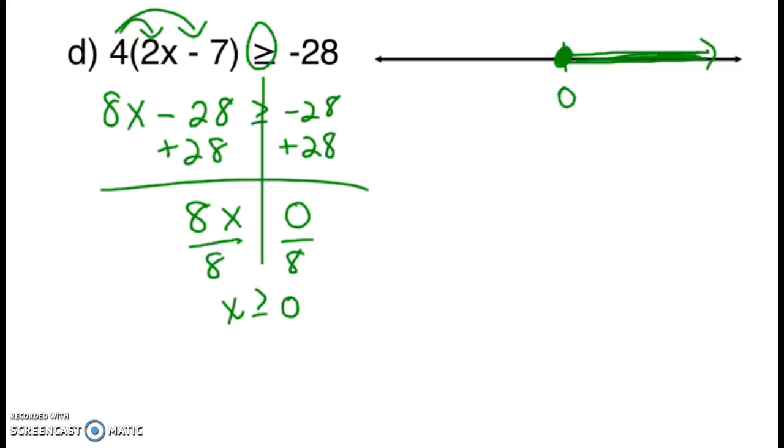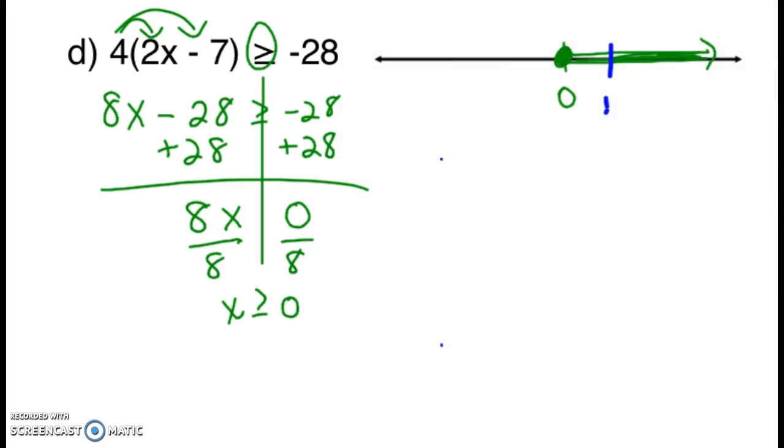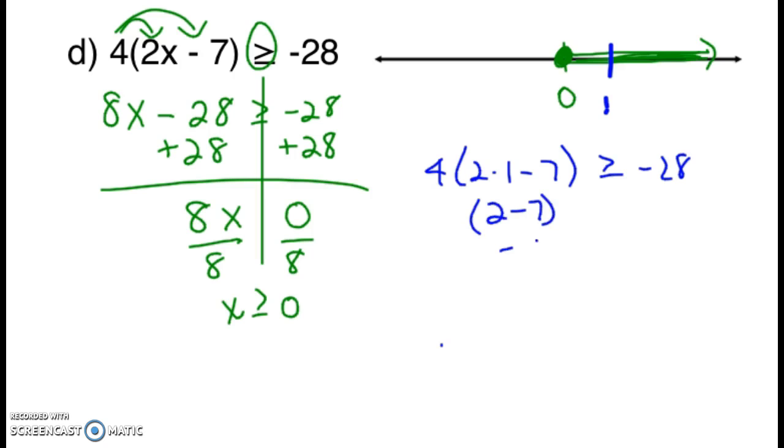This time 0 can't be in my boundary, so let's just try another number like 1. And let's test it out. So I want to know 4 times 2 times 1 minus 7. I want to know if that's greater than or equal to -28. Well, if I do order of operations here, 2 times 1 is 2. 2 minus 7 is -5. -5 times 4 is -20. -20 is bigger than -28, so this works.